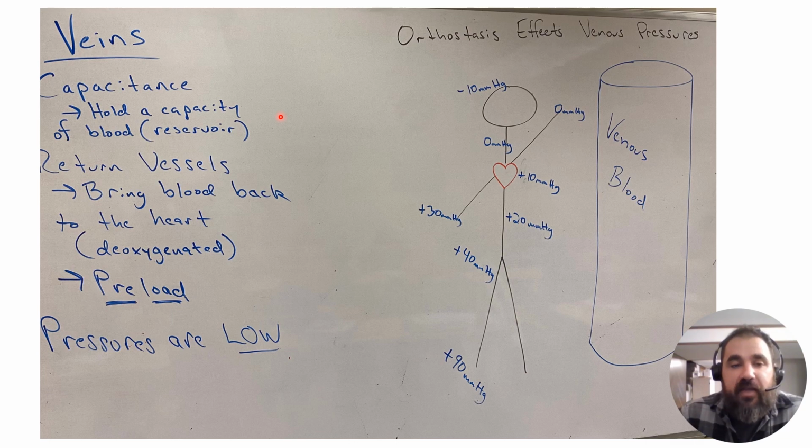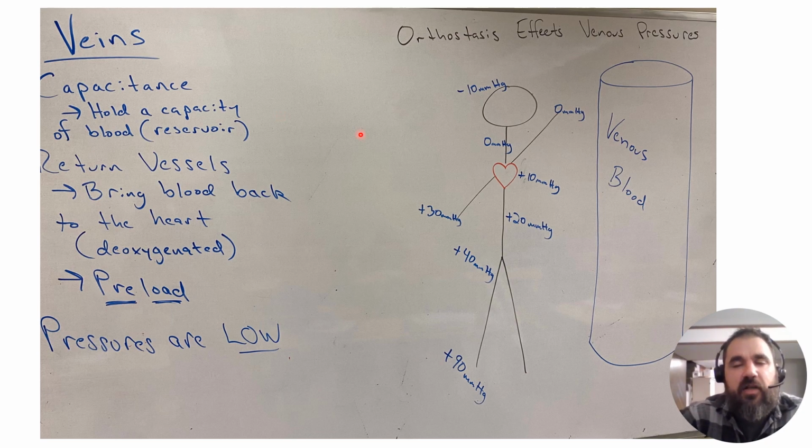And again, we talked about veins affecting the preload, right? Muscular venous pump, venoconstriction, they're going to push more blood back to the heart. But again, pressures are relatively low. That's why veins in the lower extremities have valves. We'll talk about that. So what affects venous pressure, right?